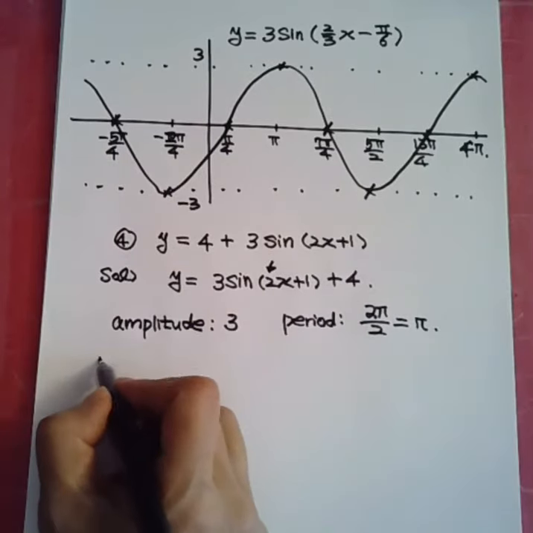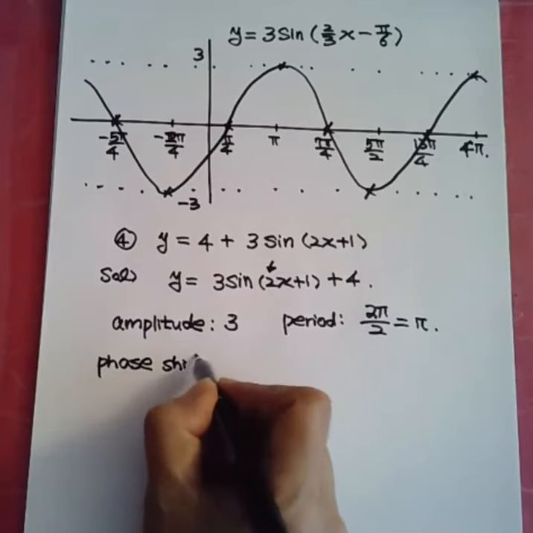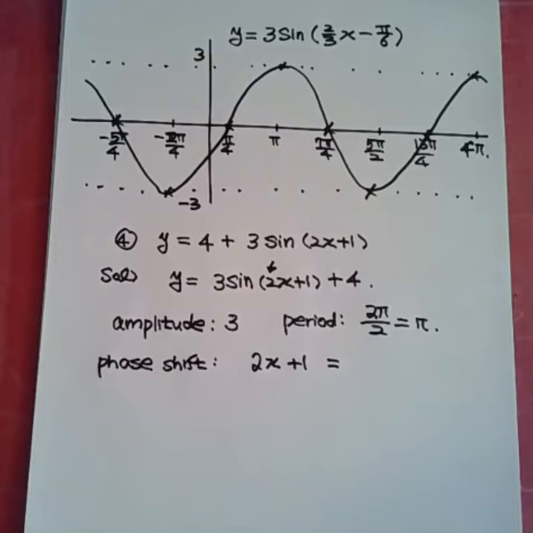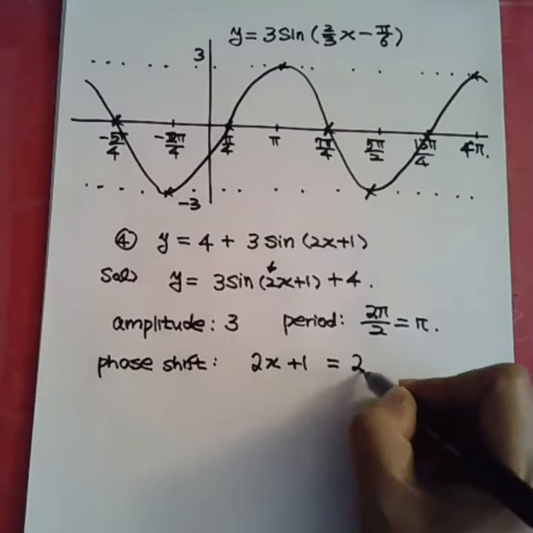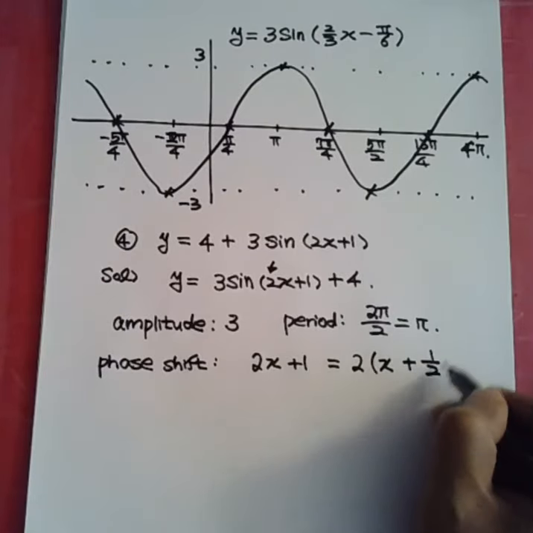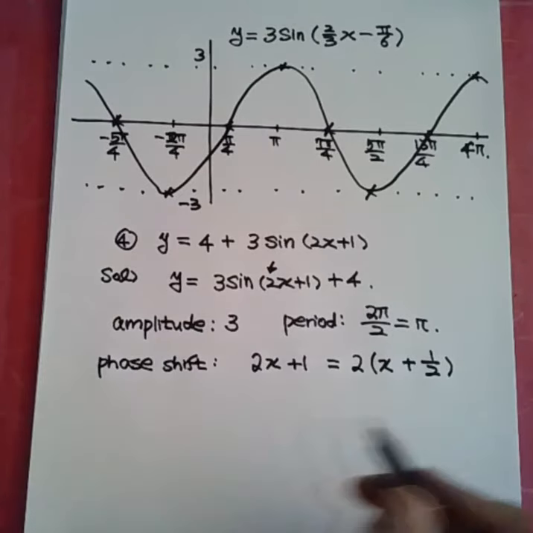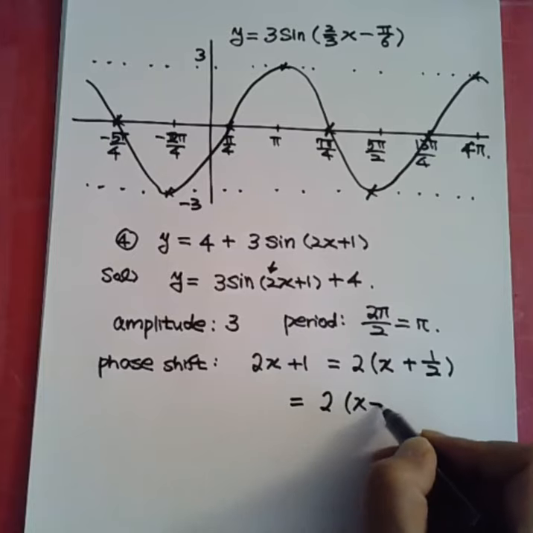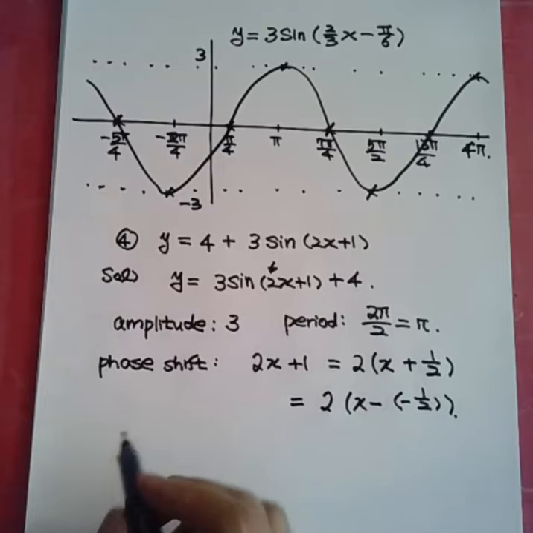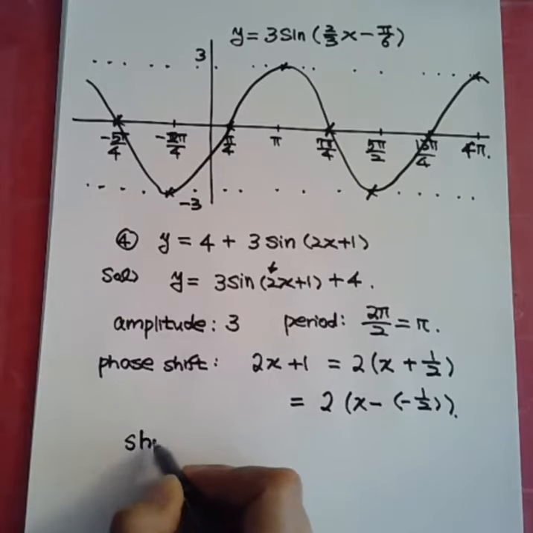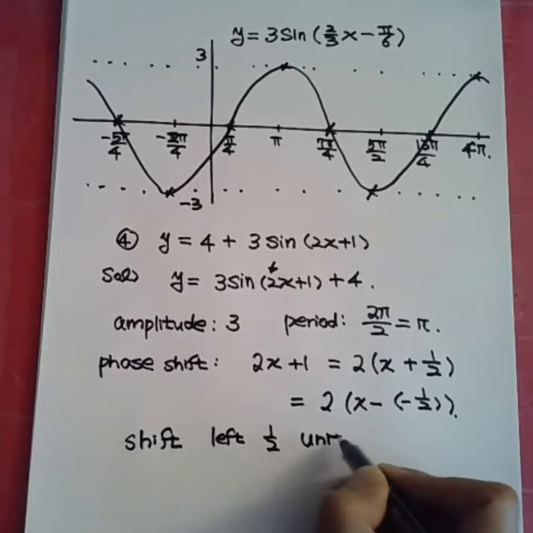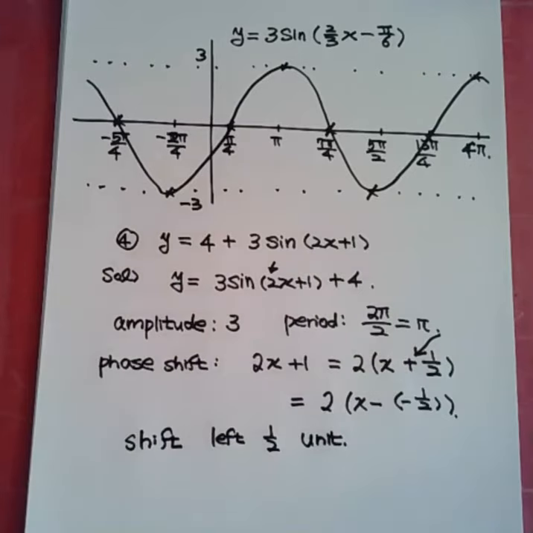And we want to think about the phase shift. The phase shift is 2x plus 1. So whenever we think about the phase shift, we just take out the number in front of x. So 2 times x plus the reciprocal of the number we took out, 1 over 2. Another way to express the same thing is x minus negative 1 over 2. That implies that is shift left 1 over 2 unit. Be careful, this is plus, but that says counterintuitive. That goes to the left.